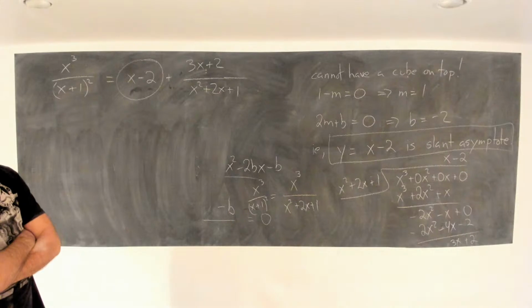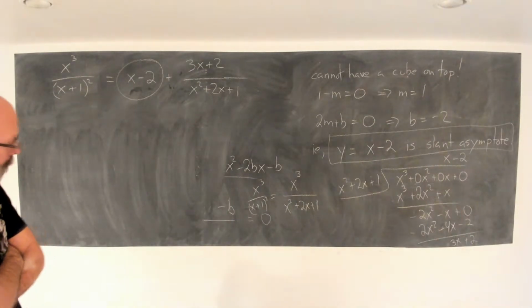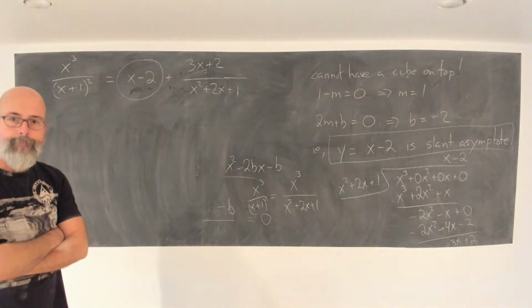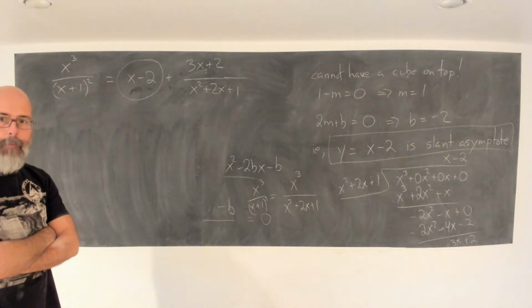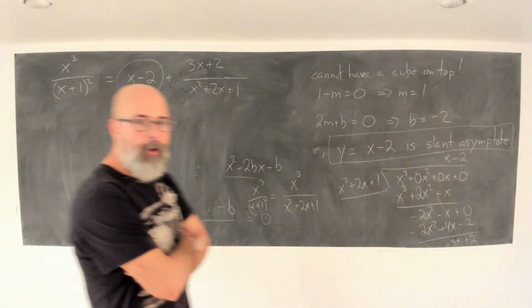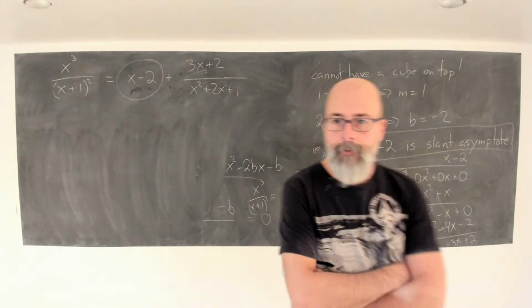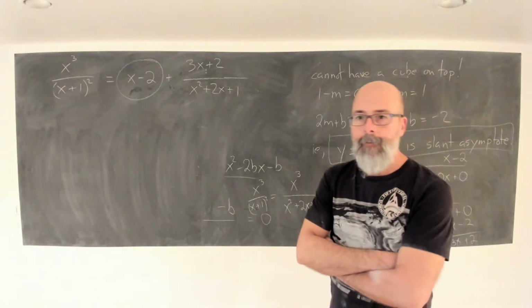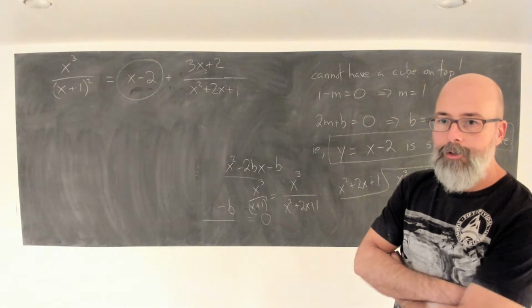How are we doing here? Am I making the slant asymptote harder than it actually is? Questions?